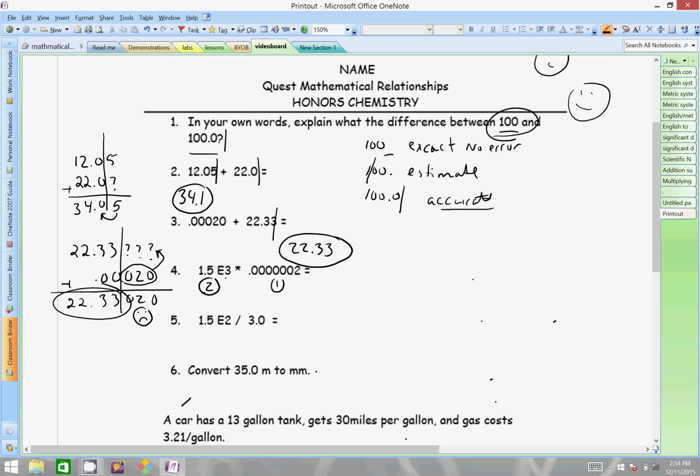Multiply them together. Make sure your number's got 1 sig fig. We're multiplying here. Alright, so 1.5 e to the second times 0.6 zeros and a 2. We get 3 e to the negative fifth.